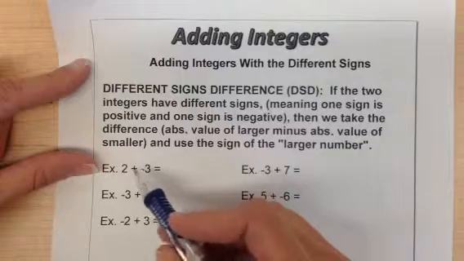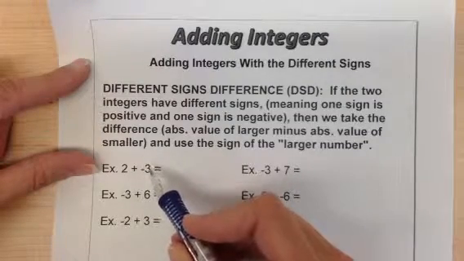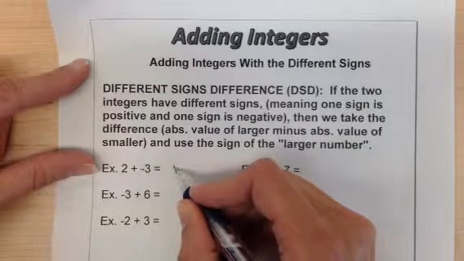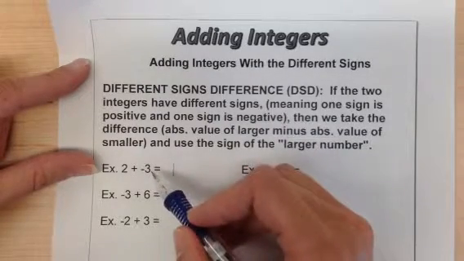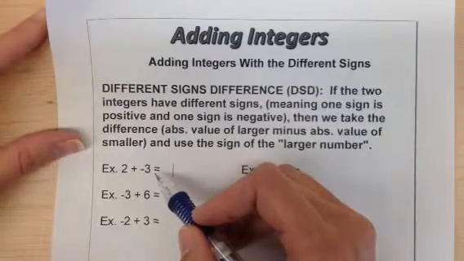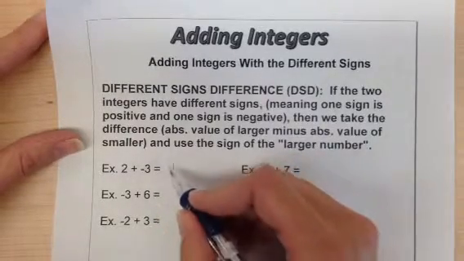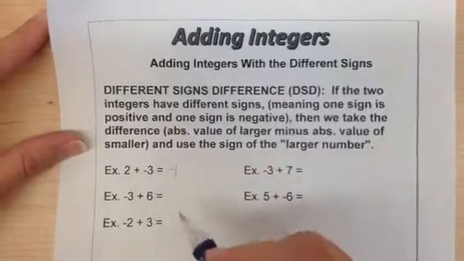Now forget about the positive and negatives. Take the larger number, which is 3, and subtract the smaller number, which is 2. So 3 minus 2 is 1. And then we take the sign of the absolute value of the larger number. So 3 is bigger than 2, which means there's more negatives, so our answer is going to be -1.